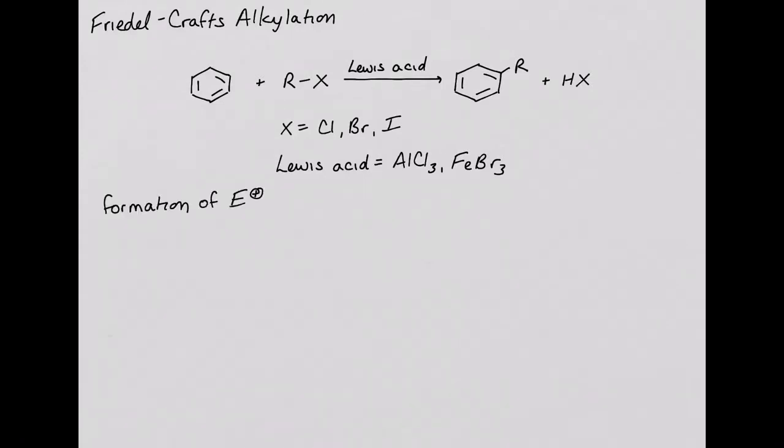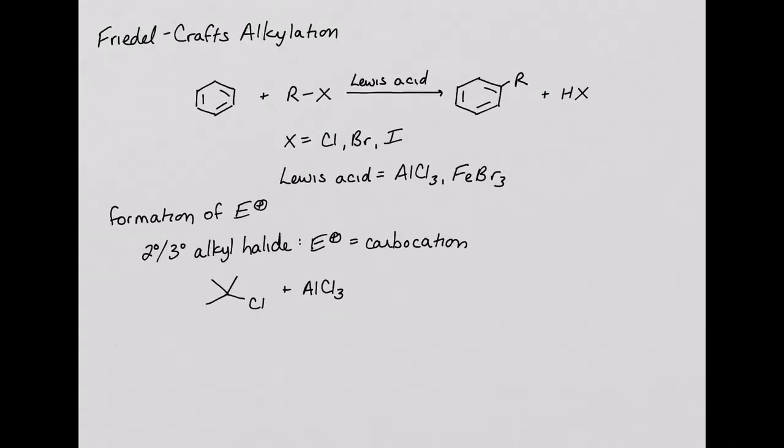If the alkyl halide is secondary or tertiary, the electrophile is a carbocation. The carbocation is formed through loss of the halide from the alkyl halide. The Lewis acid acts as the electron acceptor.